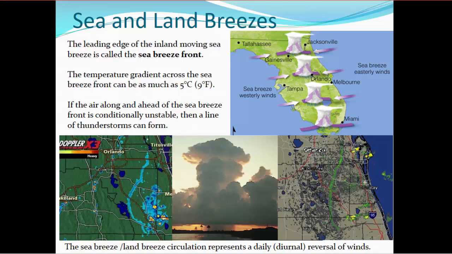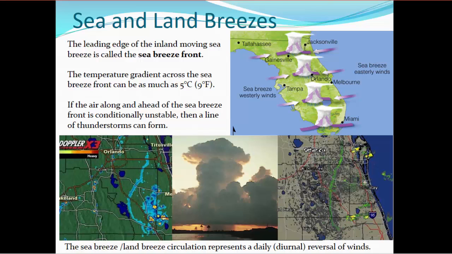Interestingly enough, the temperature gradient across that sea breeze can be as much as 9 degrees Fahrenheit. So a 92-degree day in Orlando may mean in Titusville or Cocoa Beach, we're really only talking about temperatures maybe at 83 degrees. So it's a significant difference. That's why people talk about the sea breezes cooling the areas at the coastline.